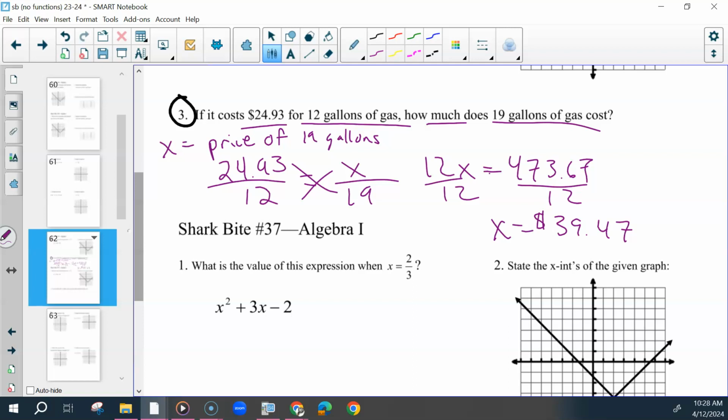Questions on 3? So, could you theoretically divide 24.93 by 12 so you can get the price per gallon, and then multiply that by 19 just to get your answer? You could also do that. Okay.